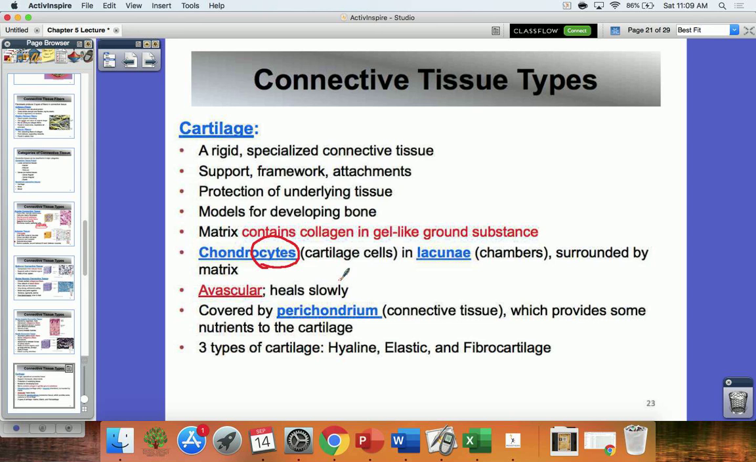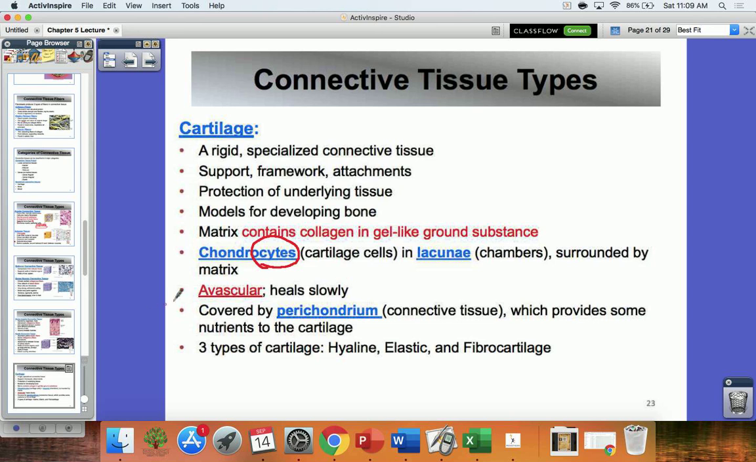Is probably the best word. And those chambers are called lacunae. Now, I'm just kind of introducing this now, but the term lacunae will come up later in Human A&P. So those chambers, again, are filled with the cartilage cells, and we call those chondrocytes.